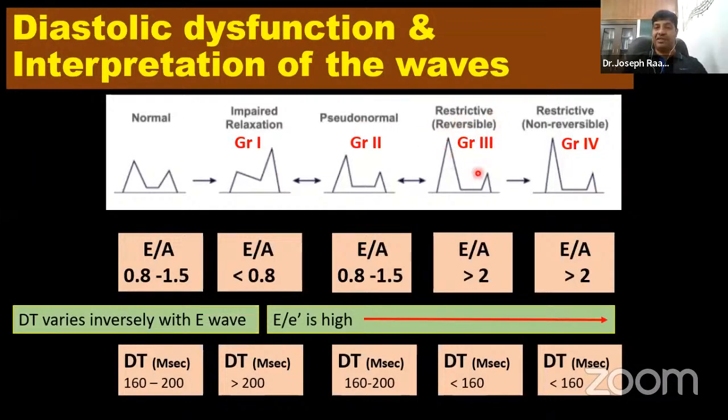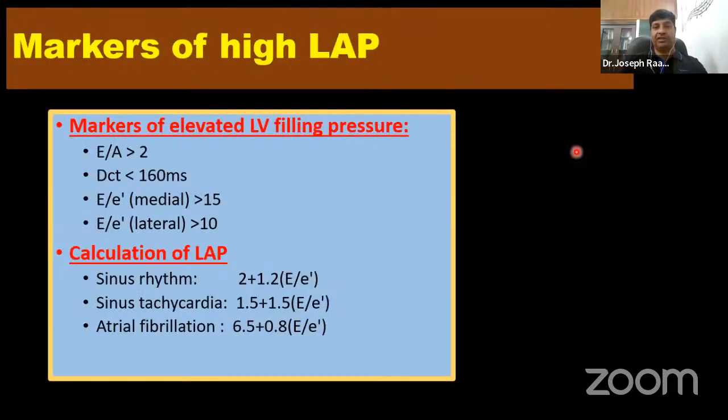For an example, if you see a pattern of grade 3, and if you ask the patient to do a Valsalva, then E by A becomes normal, something like a pseudo-normal. Then it becomes reversible. Then finally, it reaches a state where even the unloading maneuvers cannot reverse it back. So it's called a non-reversible or irreversible pattern. So for our perioperative period, if you see any patient who's coming with grade 4, you have to be very, very careful about your fluid strategies. That's the most important part of the assessment of diastolic dysfunction.